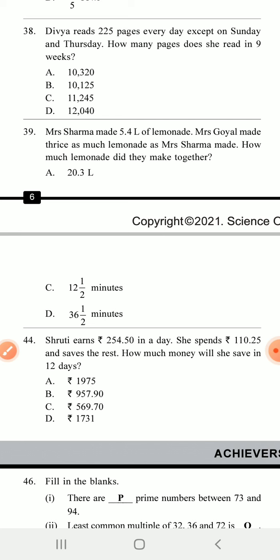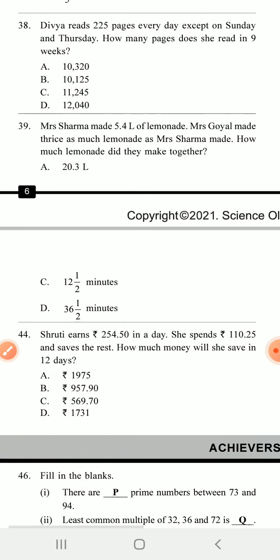Mrs. Sharma made 5.4 liters of lemonade. Mrs. Goel made thrice as much lemonade as Mrs. Sharma made. How much lemonade did they make altogether? So first 5.4 multiplied by 3, then you get Mrs. Goel's lemonade, and then add both of them, you can get the answer, 39. 39B is the answer.